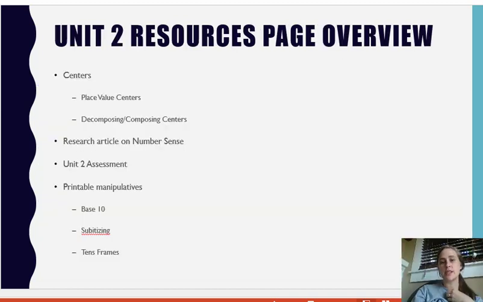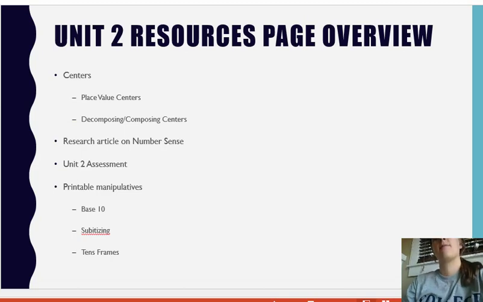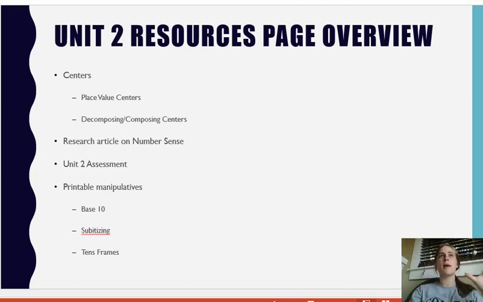So for the resources for Unit 2, some of the things I connected, I did several place value centers, some centers that revolve around composing and decomposing. Like I said, I always want to provide you guys with some kind of research that will help you ground yourself in your practice. It was actually super hard to find an article on place value and number sense in kindergarten. So the one I found for y'all is more specifically talking about one type of program that they utilize to build number sense in pre-K and kindergarten.